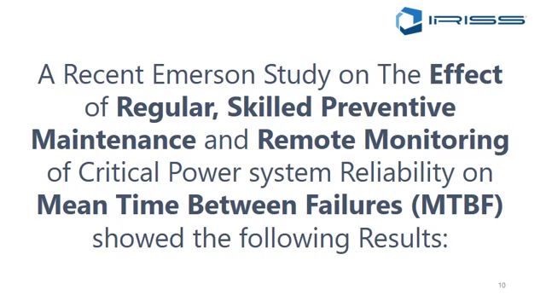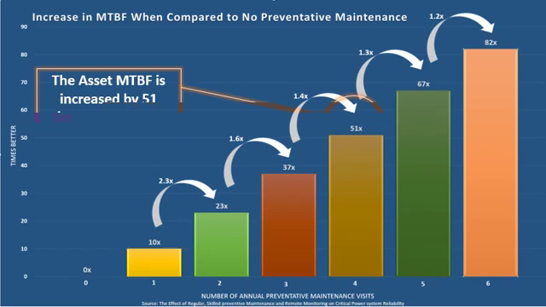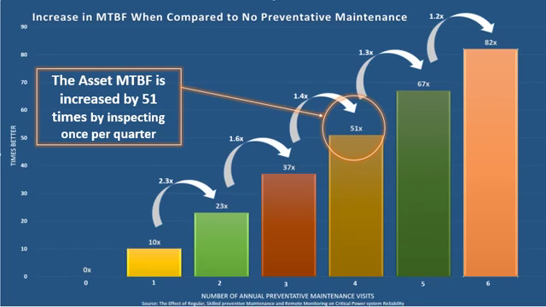Another thing about doing this: these are the results of a recent study by Emerson saying that regular skilled preventative maintenance and remote monitoring of critical systems have a really significant effect on the mean time between failure. It showed the following results: if I was to do, with a Delta T system, let's say 4 visits a year, I can increase the MTBF on this system by 51 times, which is very, very significant, especially in the critical power world.